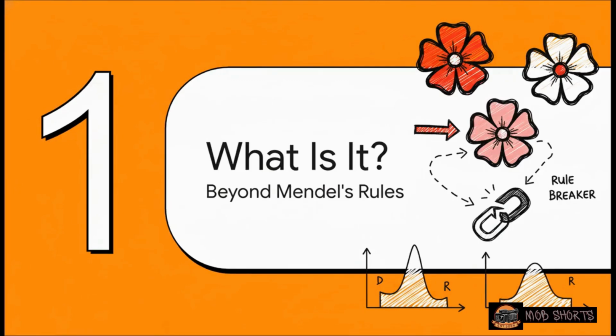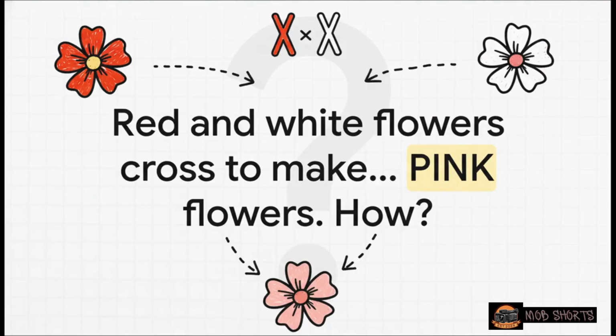All right, first up, what on earth is incomplete dominance? You spent a lot of time learning about Mendel's rules, right? The basic laws of genetics. Well, think of this as one of nature's fascinating little plot twists, a rule breaker that doesn't quite play by those simple dominant and recessive patterns. I want you to really think about this for a second. Everything you've learned so far tells you that if a red flower and a white flower cross, their babies should be red, or maybe white, depending on which one is dominant. So where does pink come from? It seems impossible, right? Well, that's the exact puzzle that incomplete dominance is here to solve.